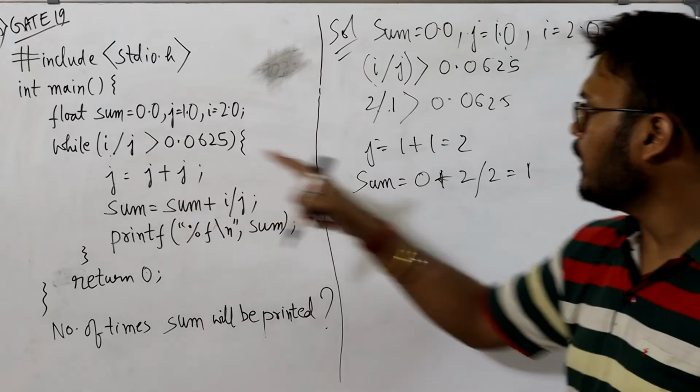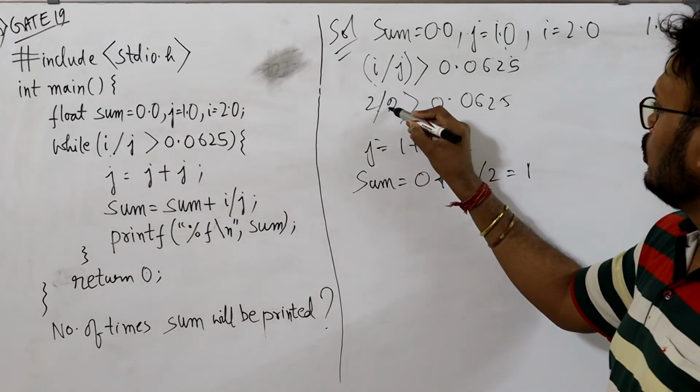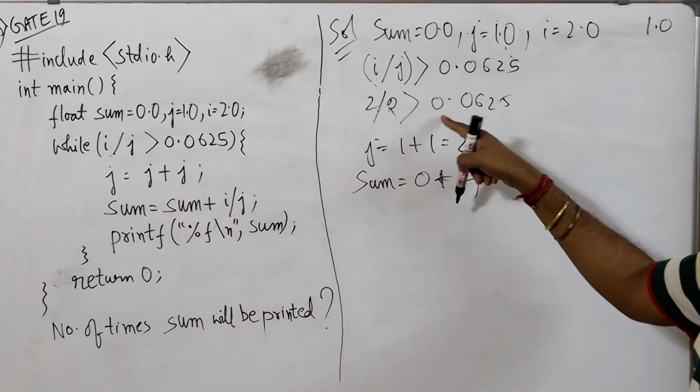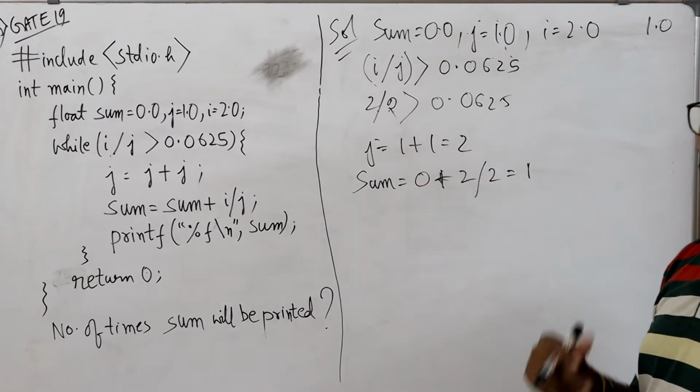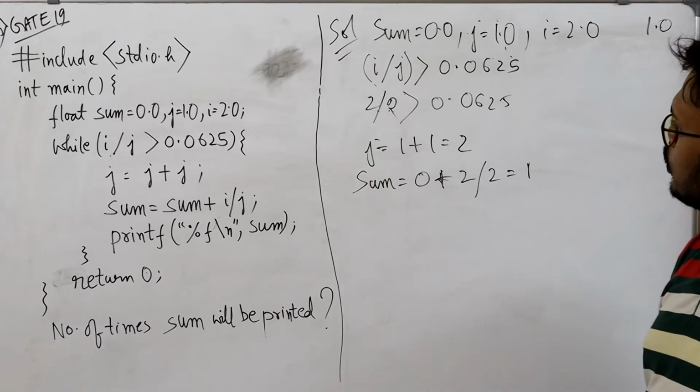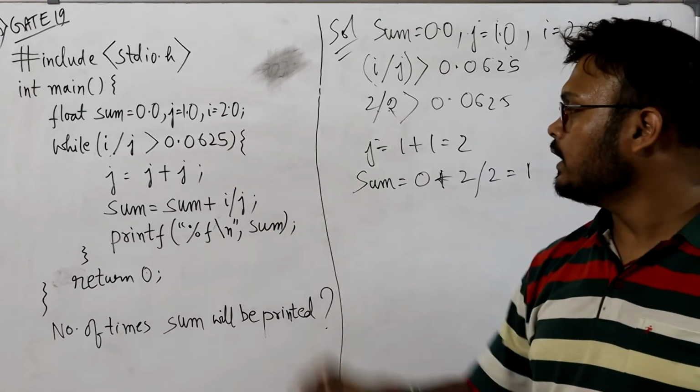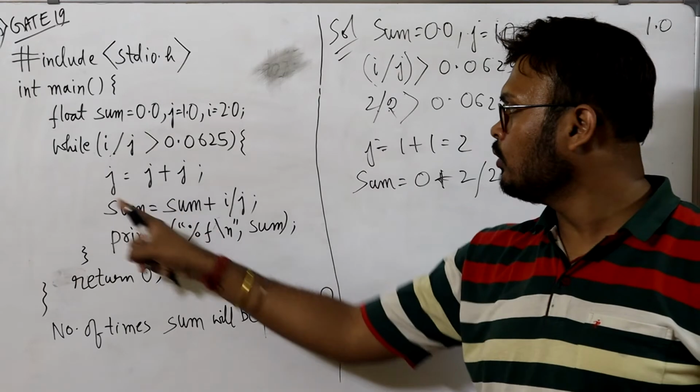Okay. So now 2 by 2. Is 2 by 2 greater than 0.0625? Yes. 2 by 2, it means what? 2 by 2 is 1. 1 is greater than 0.0625. Since this condition is true, now execute this line.